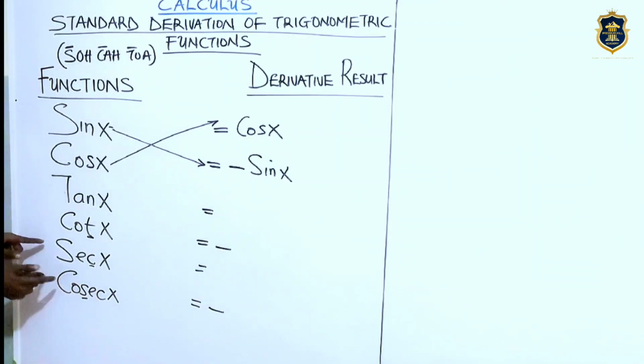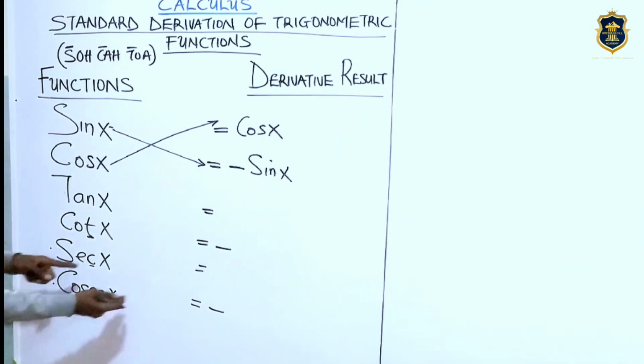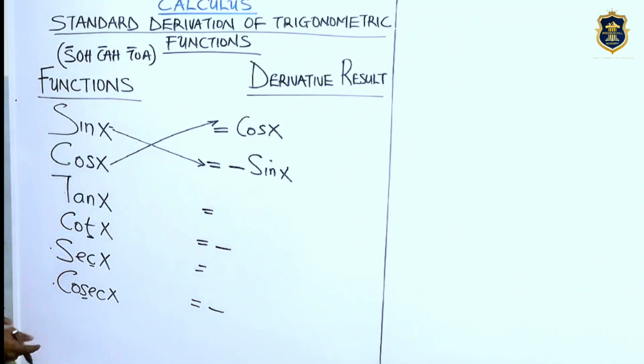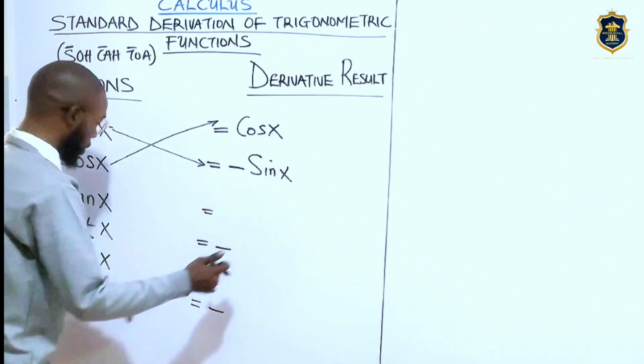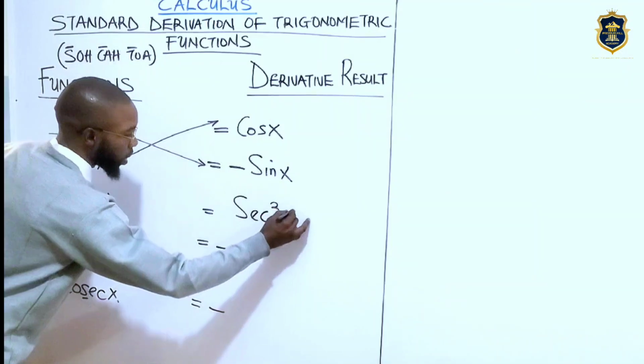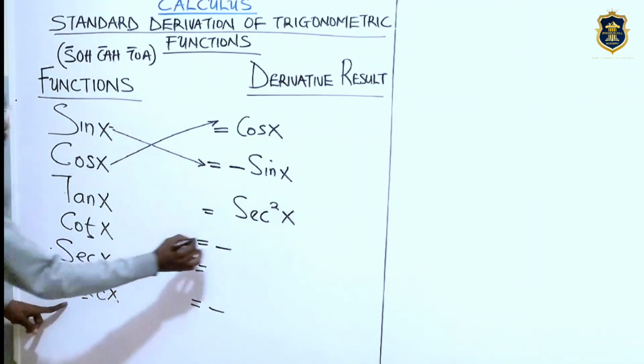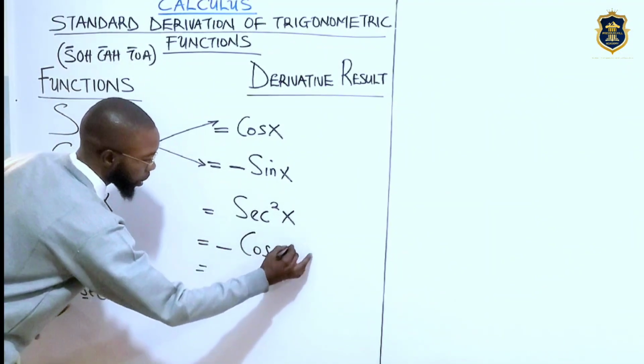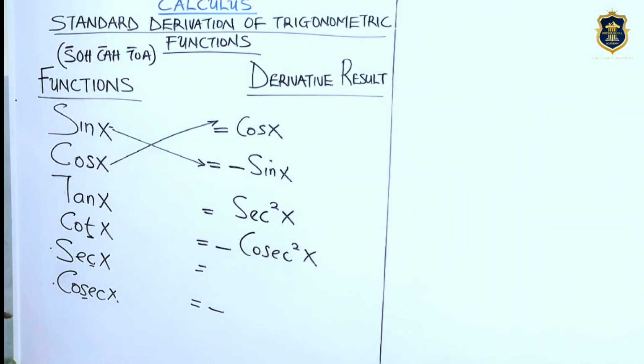Having done that, take this fifth and sixth, bring them here, but take their squares. The squares of the fifth and sixth should be here. So sec x and cot x should be what? Sec squared x, then cosec x should be what? Cosec squared x. Right?